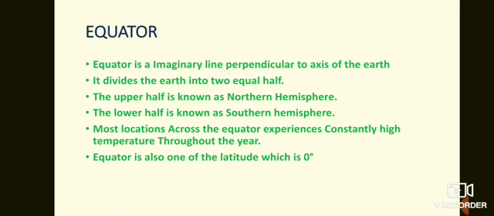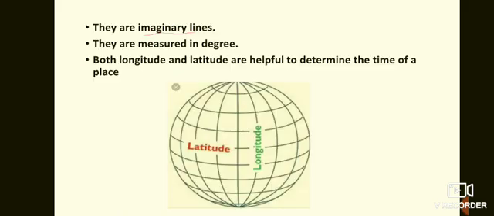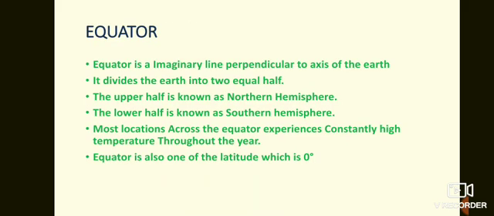The equator is also one of the latitudinal lines. All the horizontal lines which are drawn on the globe are called latitudes, and all the vertical lines which are drawn on the globe from North Pole to South Pole are called longitudes.